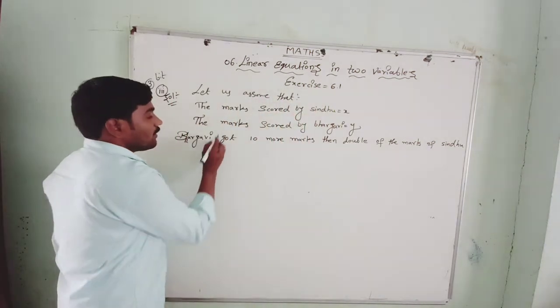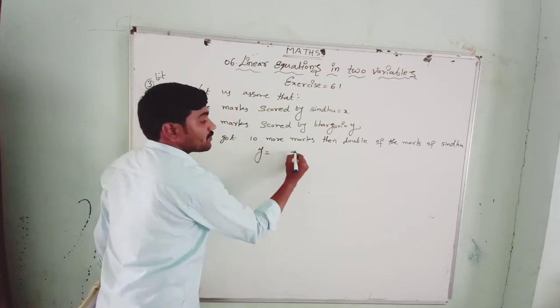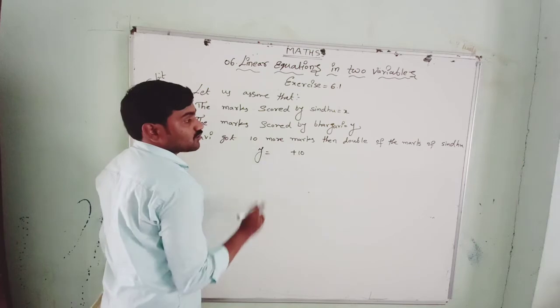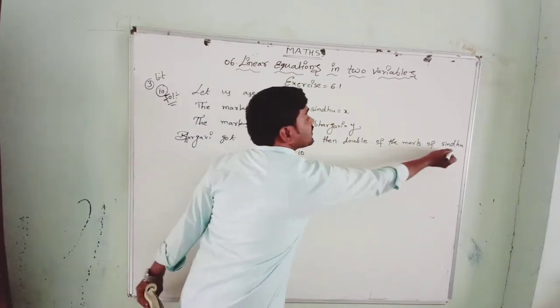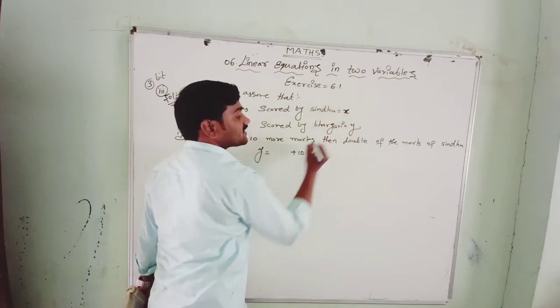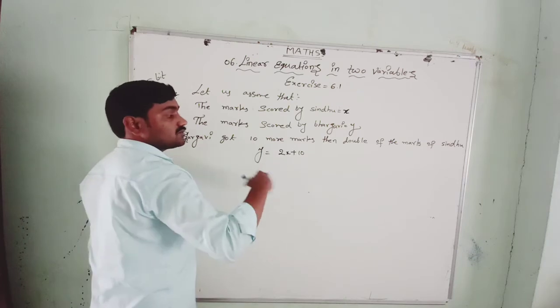So let us write now Bhargavi. Bhargavi is nothing but y. She got 10 marks more, so plus 10. If it is less, minus; more, in the sense plus 10 marks more. Then double of marks of Sindhu. Sindhu marks are x. Double of marks of x is 2x. Half in the sense by 2. Double in the sense 2x.